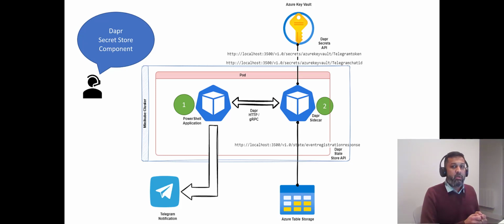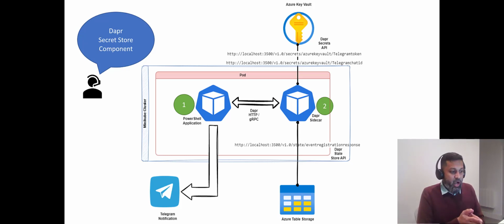For the authentication purpose, I have created an SPN and provided access to retrieve the secrets from the Key Vault. And the SPN is with a certificate. I've downloaded the certificate and I have it on my local machine. I use that for the authentication, and that certificate is defined in my Dapr secret store component YAML definition.